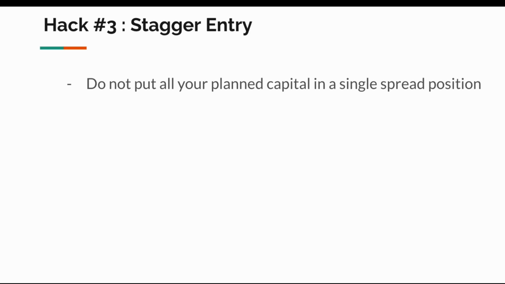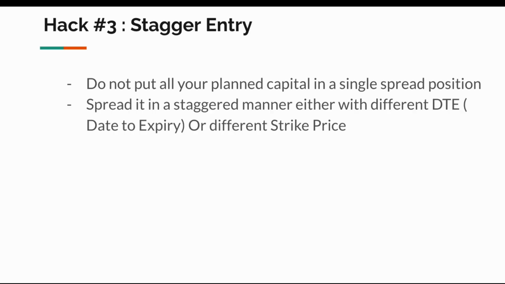Okay, the final one is the staggered entry, right? What I mean by this is, let's say that you have some capital to open a spread. The strategy that I would say is very important here is that you do not put all of your planned capital in a single spread position. You should always plan to stagger it across different entry points. You can divide either by days to expiry, that's DTE, or you can have a different strike price.